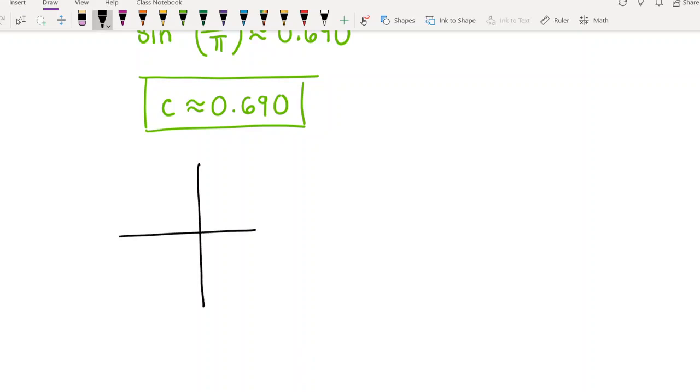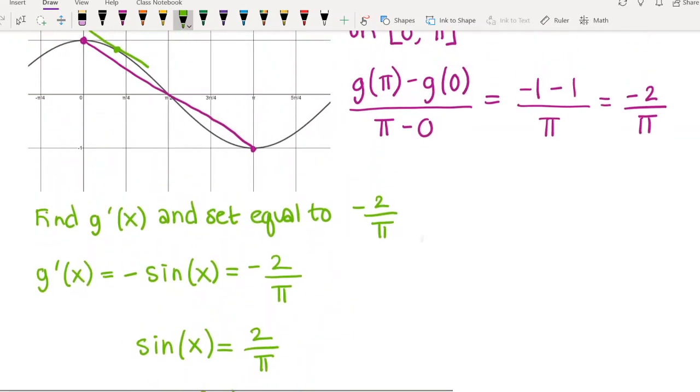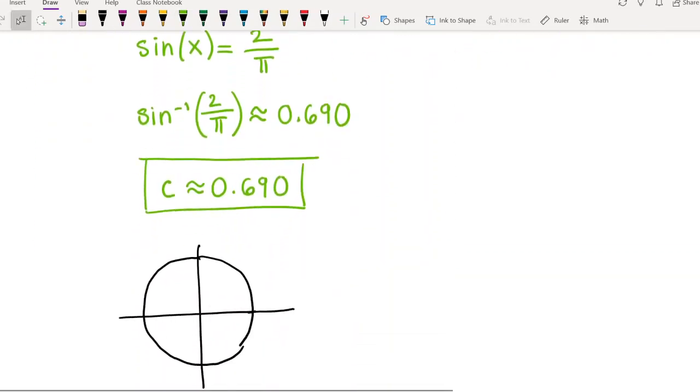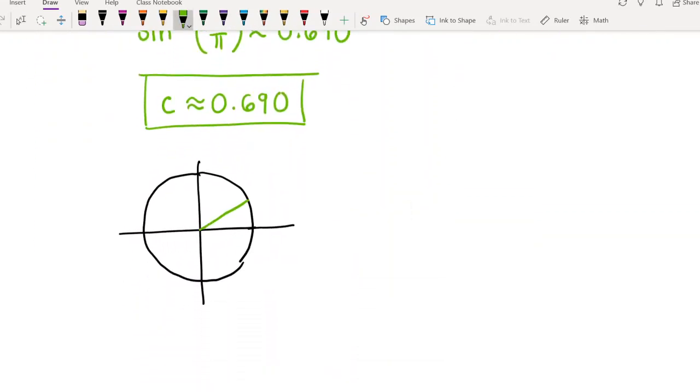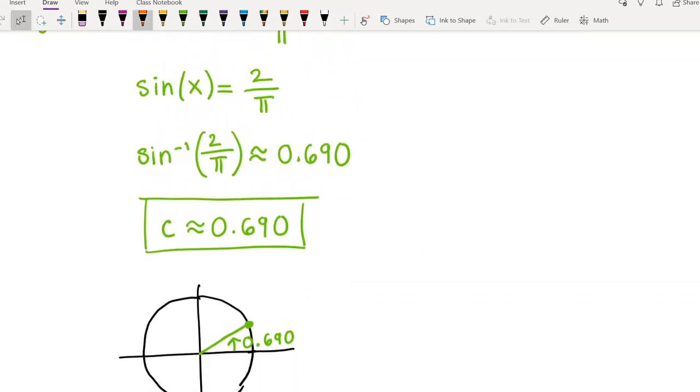So let's think about what we just found as a solution. We found that if you go to an angle of approximately 0.690 radians, that's a little bit less than pi over 4. It's somewhere between 0 and pi over 4. So this angle looks something like this. This is an angle of about 0.690 radians. How would you find another angle that has that same sine value? Because where did this come from? It came from the fact that we were trying to solve this equation here.